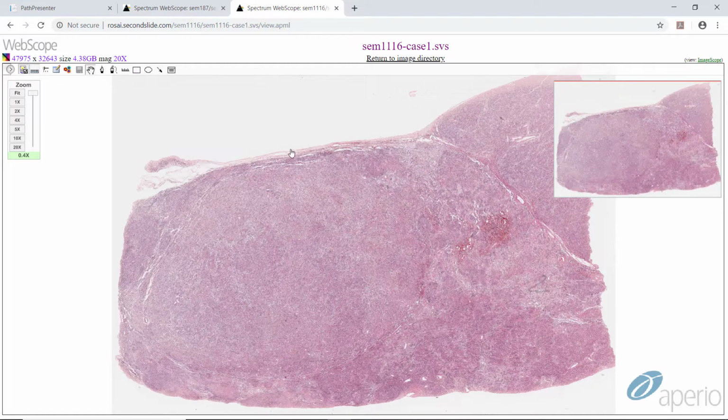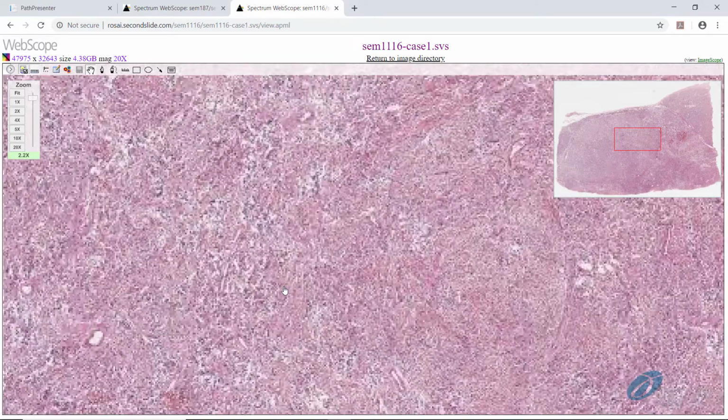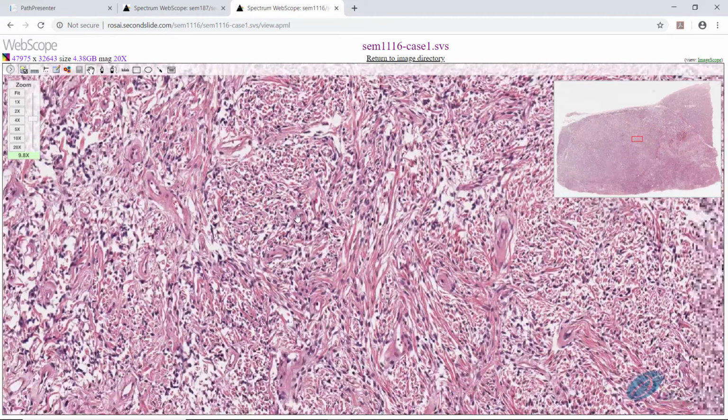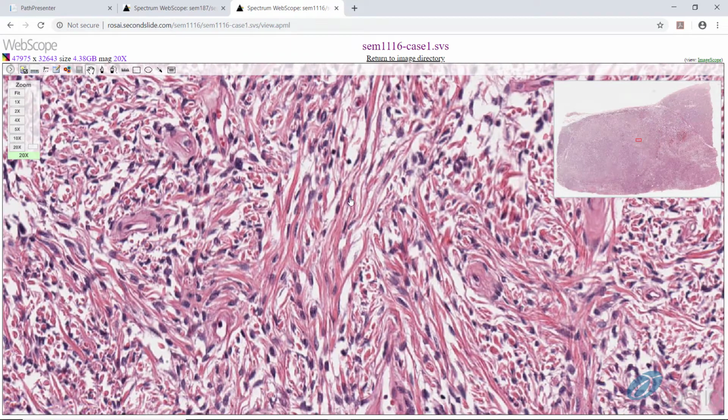This is slide 29. You can see there is pleura present at the top of the slide. The rest of the specimen is all tumor. Let's take a closer look at high power. This tumor has spindled nuclei in a collagenous background. This is a solitary fibrous tumor. Okay, that's it.